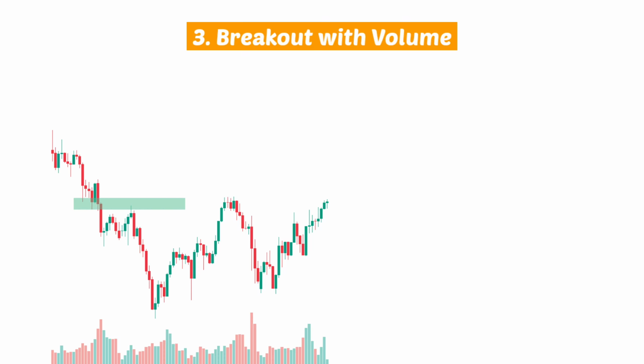The third example is breakout with volume. Suppose there's a strong resistance level on the chart. Price approaches that resistance with small-bodied candles. Then suddenly a large bullish candle breaks above the resistance, and the breakout candle is accompanied by exceptionally high volume.